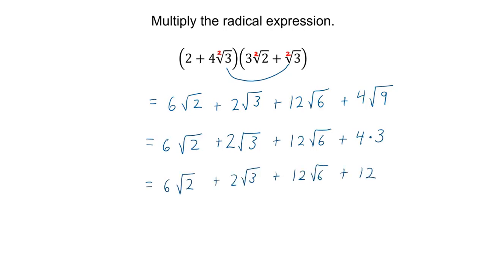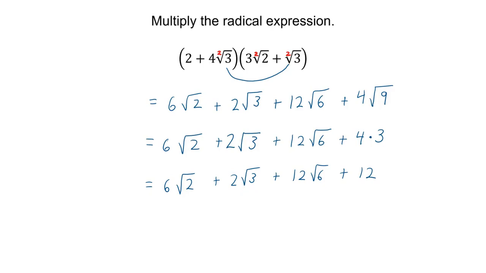Now that each of our terms are simplified, let's make sure that we don't have any like terms that we can combine together. The first term is a square root of 2 term. I don't see any other square root of 2 terms that we can combine with that one. So that term has to stay as it is. The next term is a square root of 3 term. There aren't any other square root of 3 terms to combine with that one.